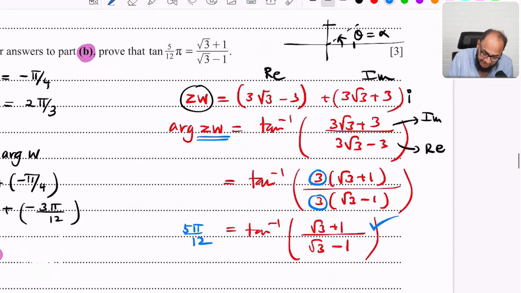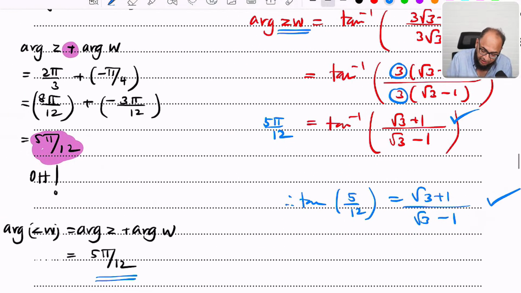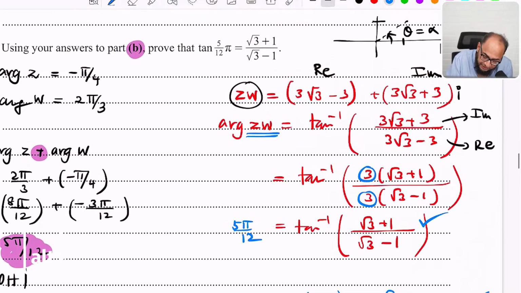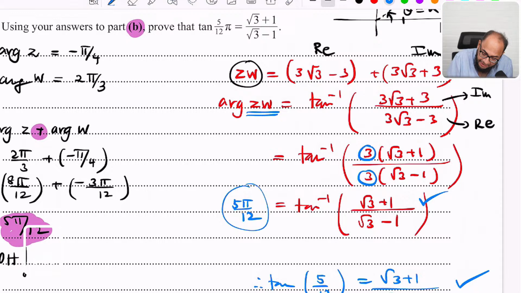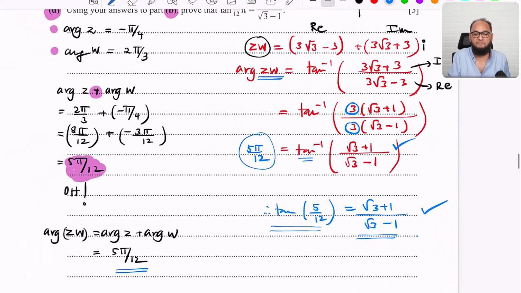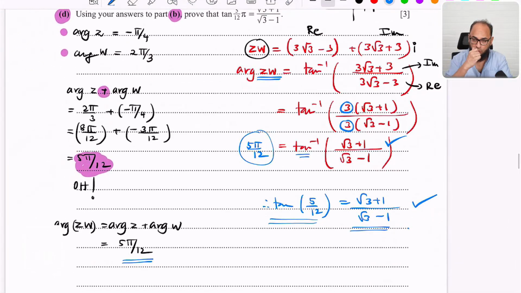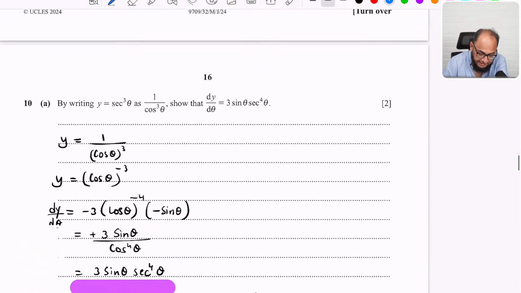So the argument of zw is already given as 5 pi by 12. The argument of zw from over here should also be there. So this argument is tan inverse of this thing. In other words, tangent of 5 pi by 12 is this. So a very classical question, not for the faint-hearted. Definitely it's not for the faint-hearted. And let's move to the next part.